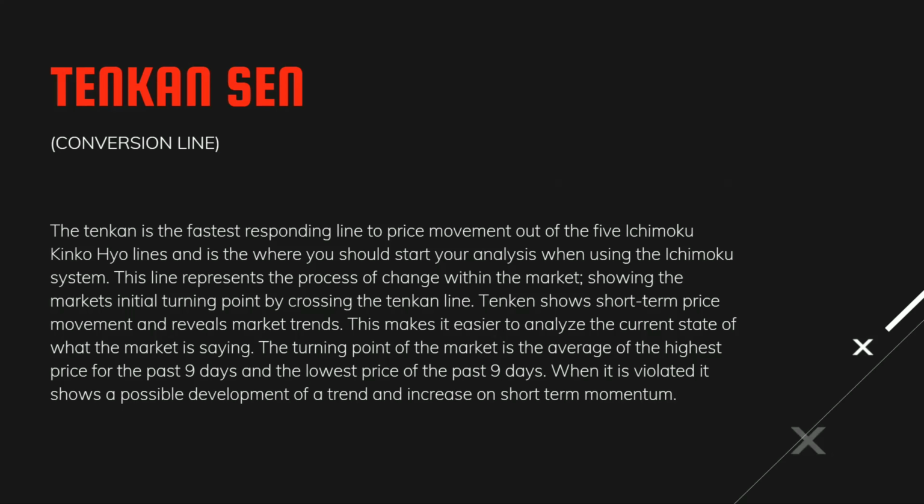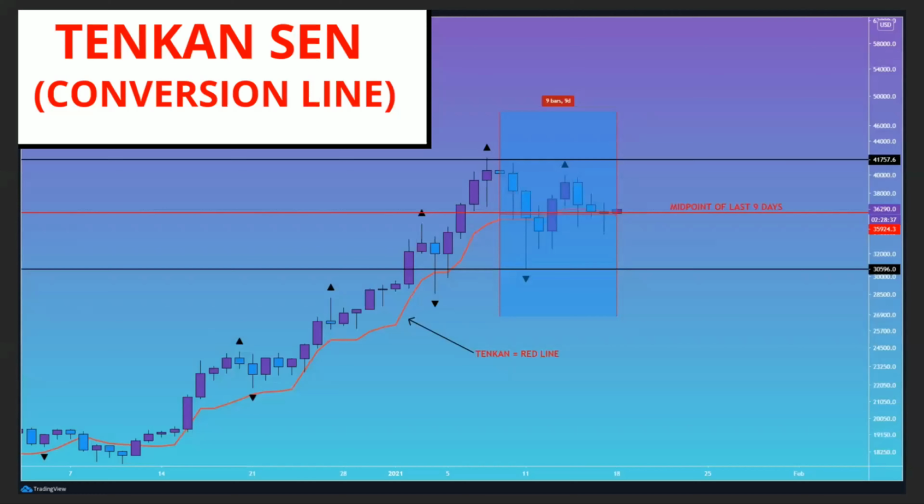The turning point of the market is the average of the highest price for the past 9 days and the lowest price for the past 9 days. So when this is violated, it shows a possible development of a trend and increase on the short-term momentum of the market. So let's take a look at what it looks like on a chart.